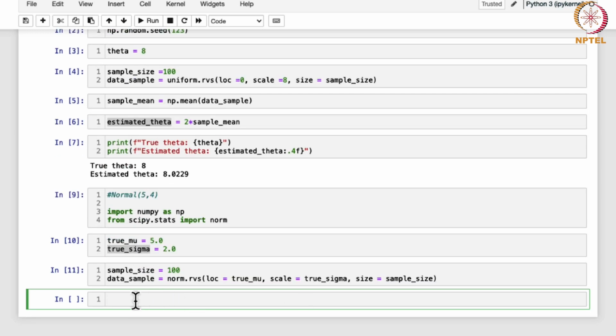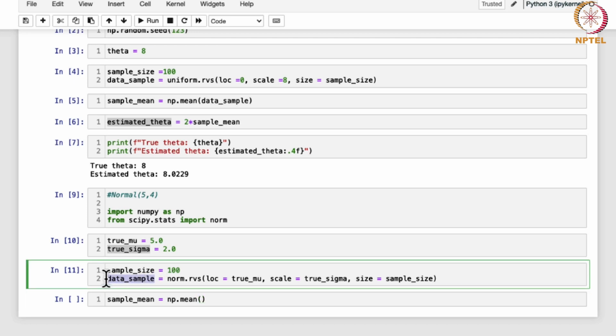Now once you have found this sample, we are going to calculate the sample moments. For sample moments, if you remember, for the normal distribution, the sample mean and (n-1)/n times the sample variance are the estimators. So for that we need to first calculate the sample mean. We will use numpy's mean function, so here we will write data sample.